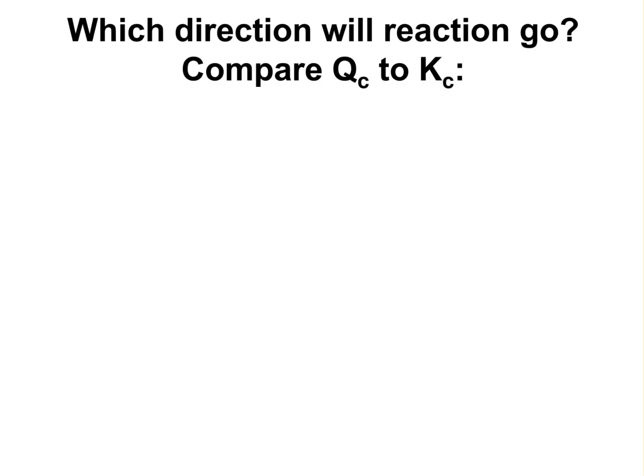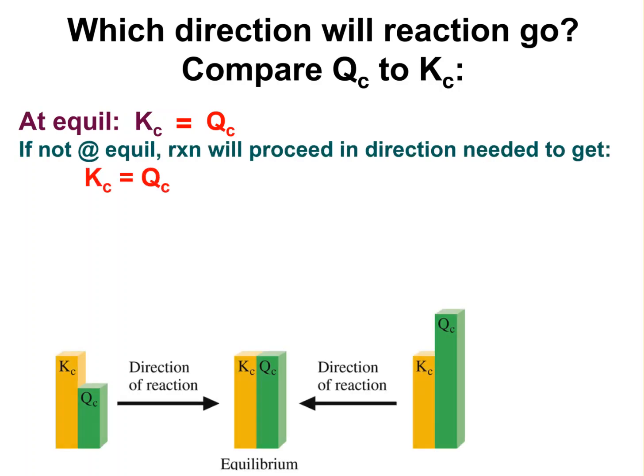In other words, is the reaction going to proceed to the right more because you need more products, or is it going to proceed to the left more to give you more reactants? And it will do that until the calculated QC is the same as the goal. The KC is the goal, the lowest energy state. And so if it's not at equilibrium, it will react one way over the other in order to reach that point.